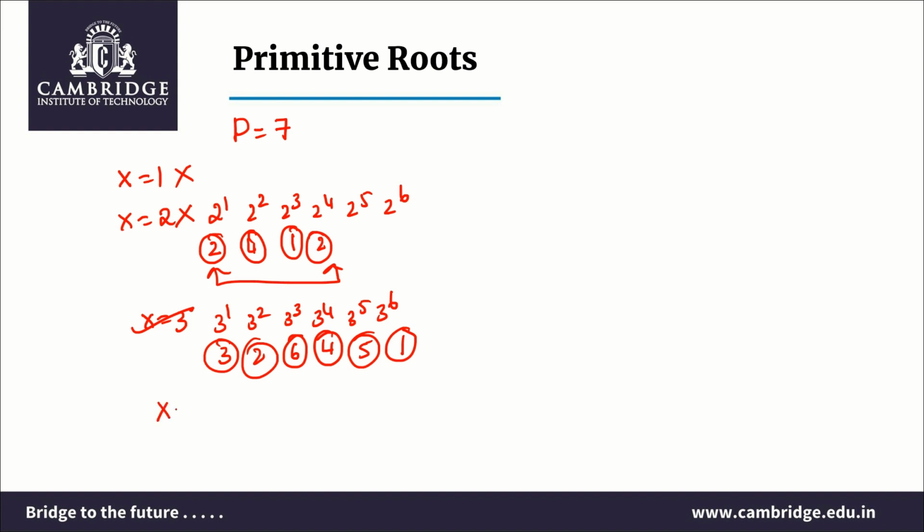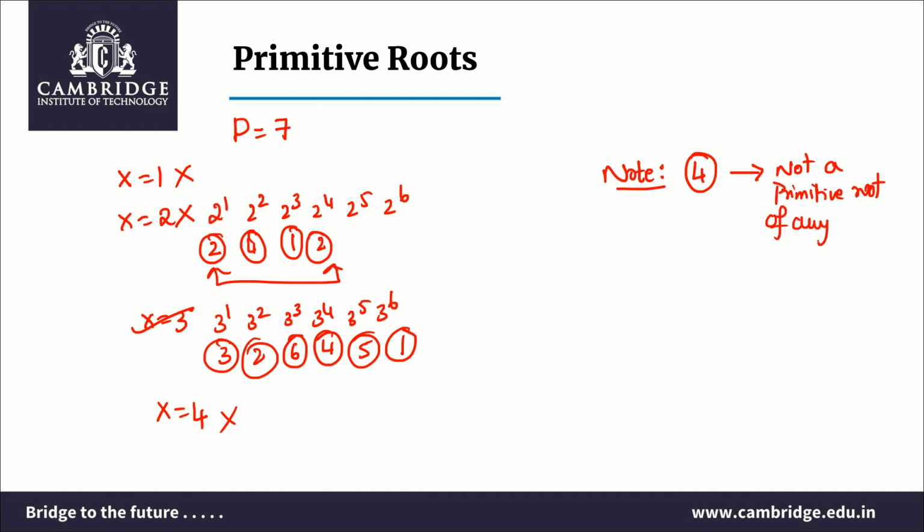Now try for x equal to 4. x equal to 4 is not a primitive root. Guys, listen, you can note this: 4 is not a primitive root of any prime number. So you can consider this, and straight away you can skip calculating for 4.